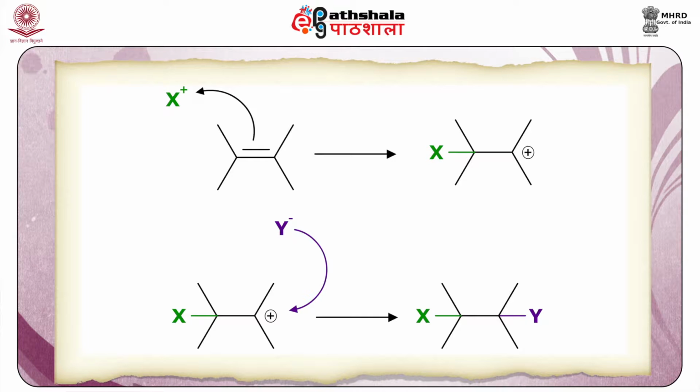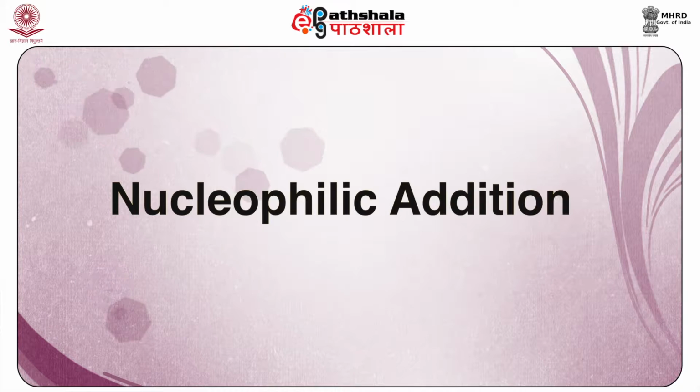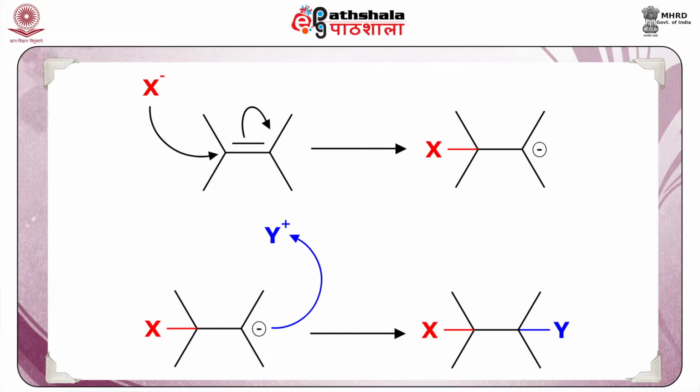So, here you can see the alkene is first being attacked by X plus, which is the positive part, the electrophile, and you are getting a carbocation. This is followed by the remaining negative part of the reagent, that is Y minus here, attacking this carbocation, and ultimately you are getting the X and Y parts of the reagent adding to the double bond and leading to this addition product, and that is why it is electrophilic addition.